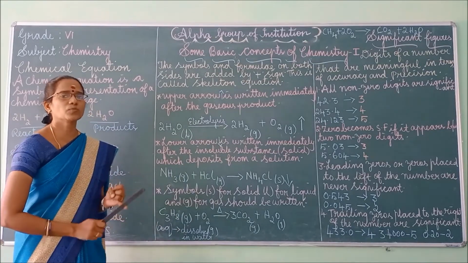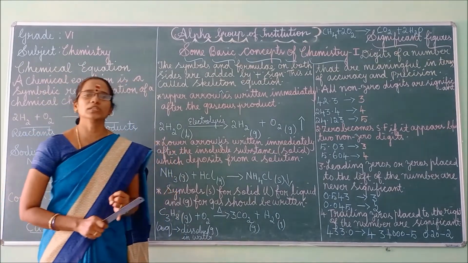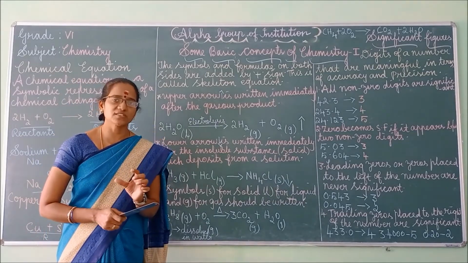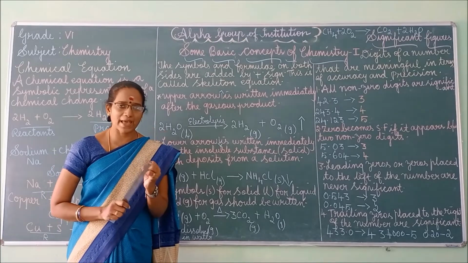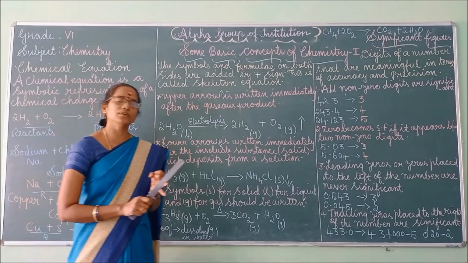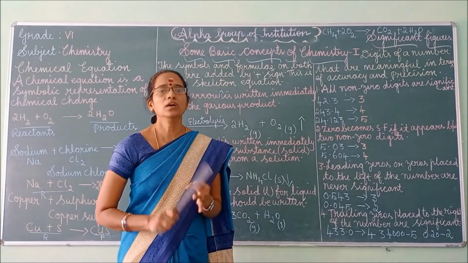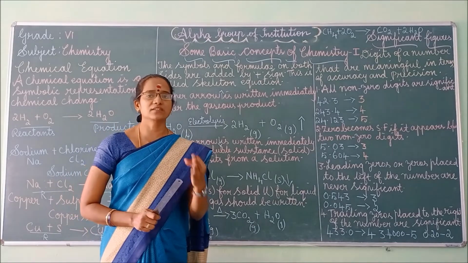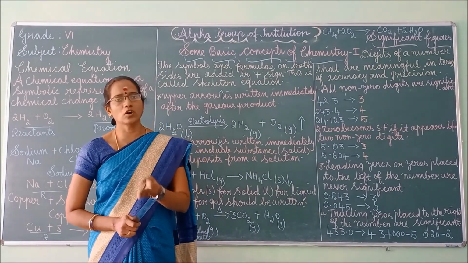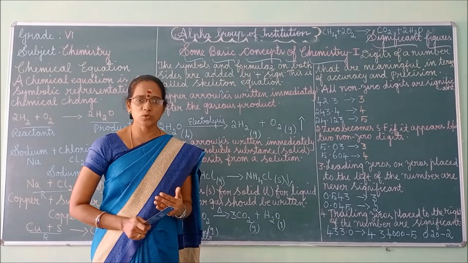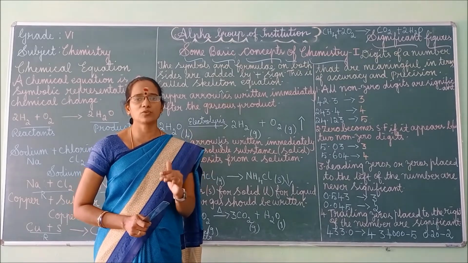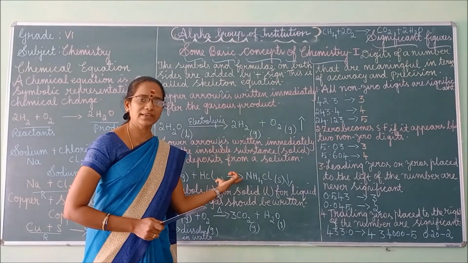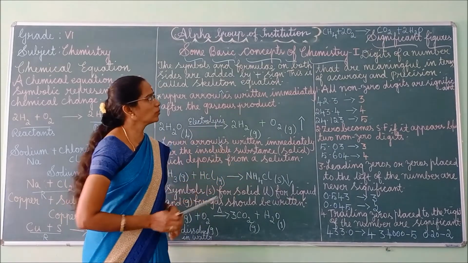Understood, children? First point, what you have to do? If the product is a gaseous substance, immediately you have to put the upper arrow. If the product is an insoluble solid substance, you have to put the lower arrow immediately. And third one, you have to mention the physical states of matter, whether it is a solid or liquid or gas. If it is an aqueous solution, that is a substance dissolved in water, you have to mention AQ inside the bracket. These 4 points you have to remember while writing the chemical equation. Understood?